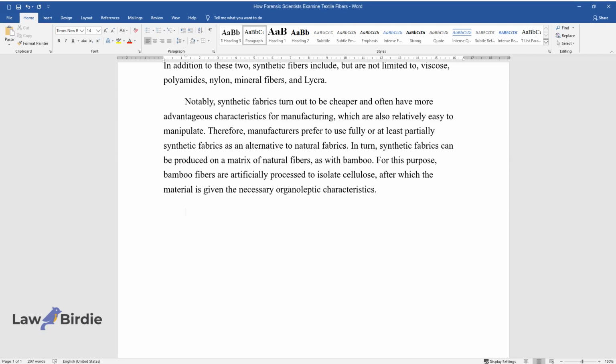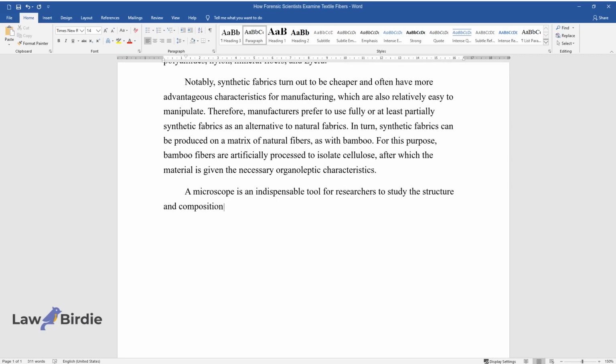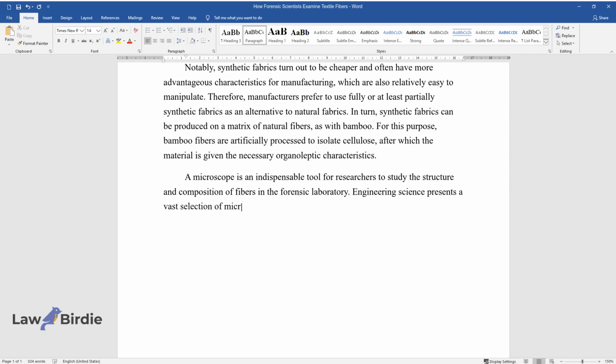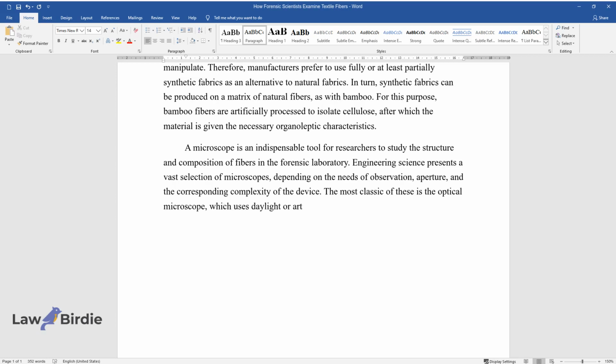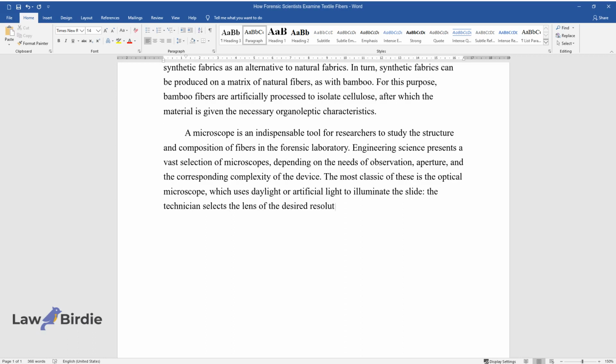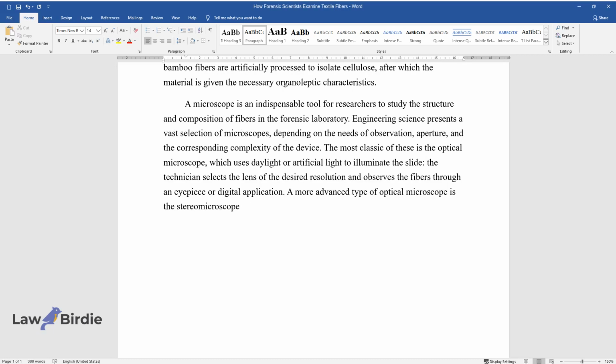characteristics. A microscope is an indispensable tool for researchers to study the structure and composition of fibers in the forensic laboratory. Engineering science presents a vast selection of microscopes, depending on the needs of observation, aperture, and the corresponding complexity of the device. The most classic of these is the optical microscope, which uses daylight or artificial light to illuminate the slide. The technician selects the lens of the desired resolution and observes the fibers through an eyepiece or digital application. A more advanced type of optical microscope is the stereo microscope, which uses reflected rather than passed light.